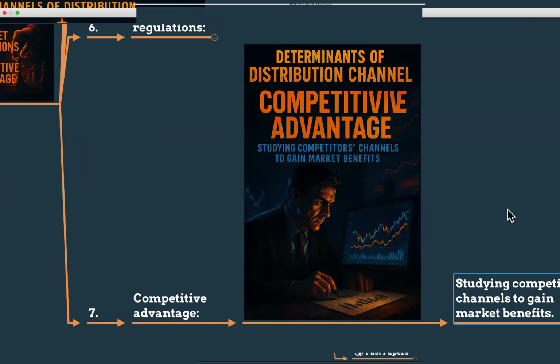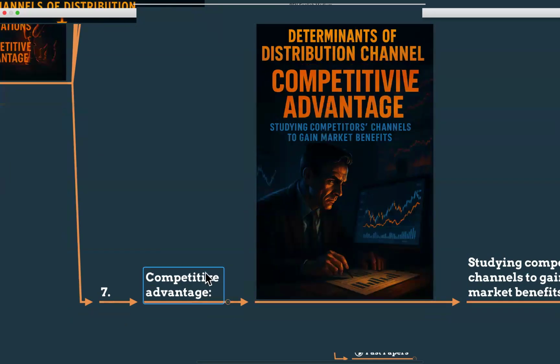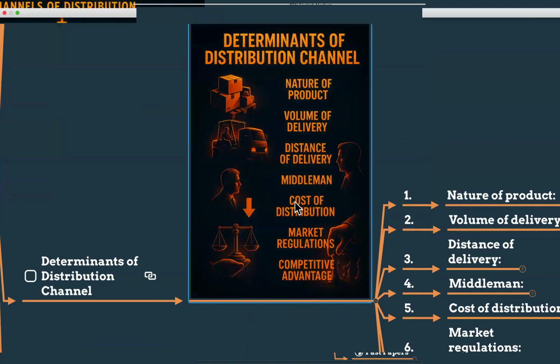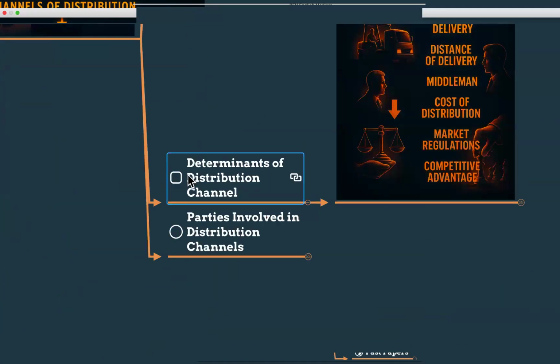Sometimes your competitors are reaching the rural areas, so you also should do. For example, Pizza Hut is promising 30-minute delivery, so others also have to speed up. It forces them. So that is competitive advantage also. The other people's competition also decides which channels you have to choose. So I hope you understood the determinants of distribution channels very clearly.